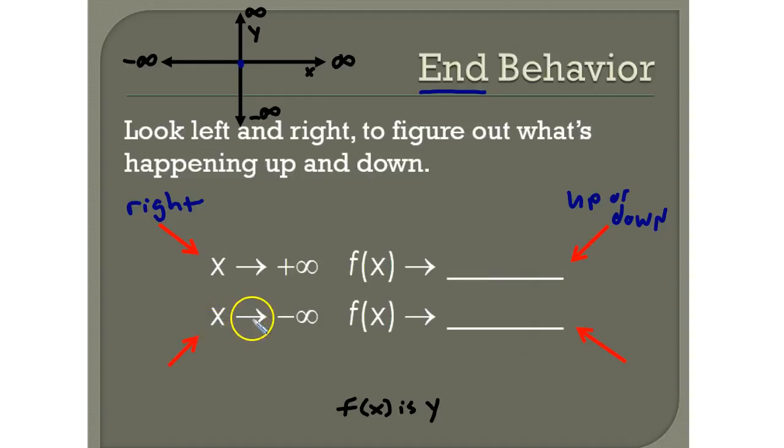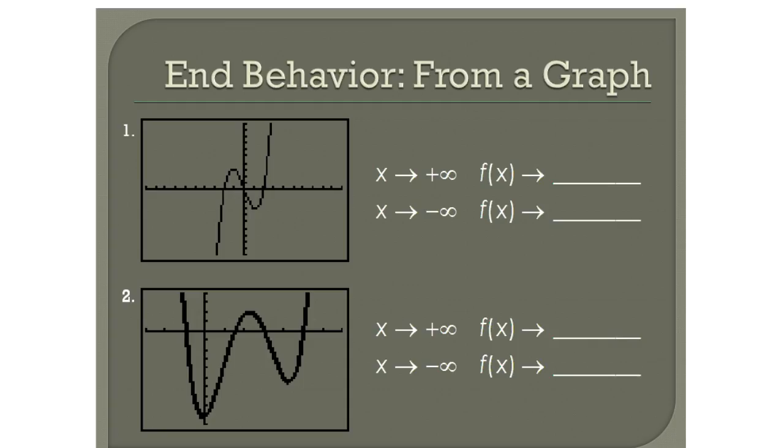And then as x approaches negative infinity, as we go to the left on our function, what's happening to the function there? Is it going up or down? And again, we're looking for up or down. So the key to answering end behavior questions is first memorizing how to write it in this fancy way, and then just figuring out whether the function is up or down on the right, and then up or down on the left. So let's look at some examples.